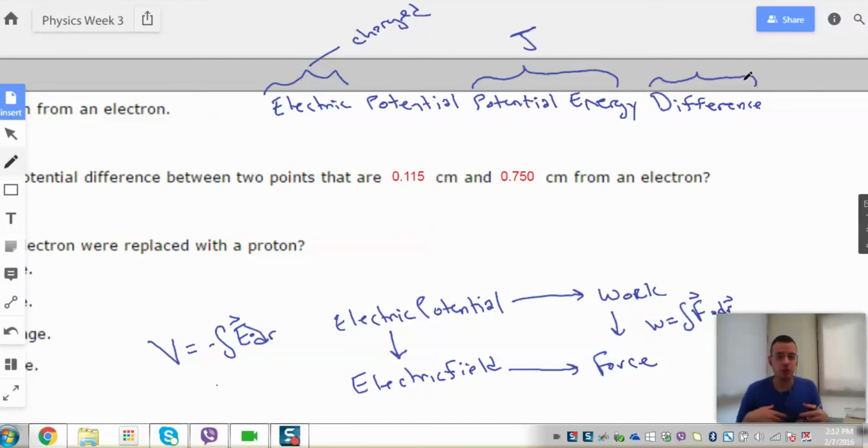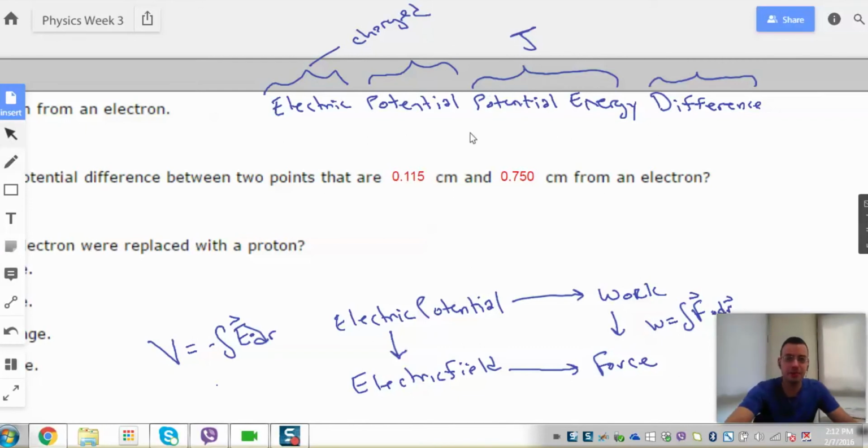And the difference is because you need a reference point for all of them. Even though when they say, what is the potential? What they really mean is, what is the potential between whatever point they're talking about and infinity? Potential is always the difference between the two. And this potential here means what is the potential energy.